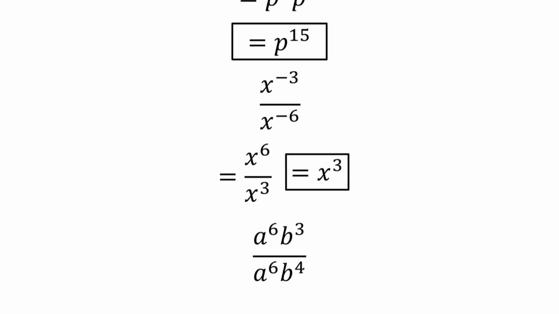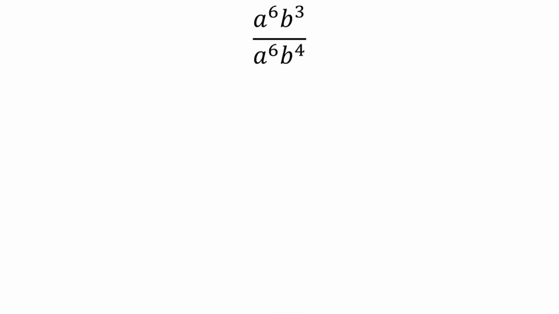Let's consider some problems applied to multiple variables. Consider a to the 6th power times b to the 3rd power divided by a to the 6th power times b to the 4th power. Let's consider the terms one at a time. For the a terms, we have a to the 6 minus 6 power, which is equal to a to the 0 power, which we know to be 1.